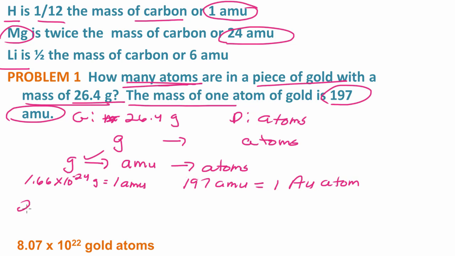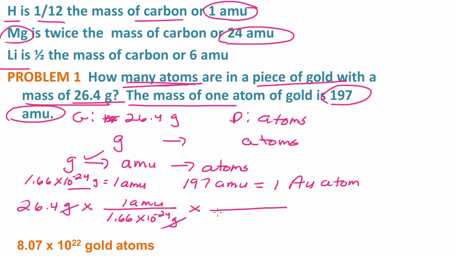So I start off with what I'm given, 26.4 grams. I want to cancel out grams and end up in atomic mass units. So I use this here. I'll put this in the denominator. And this is 1 atomic mass unit. So grams cancel out. And if I were to stop right here, I'd have the number of atomic mass units. And I know that 197 atomic mass units is 1 gold atom. Remember, I want atomic mass units to cancel. So I'm left with atoms.